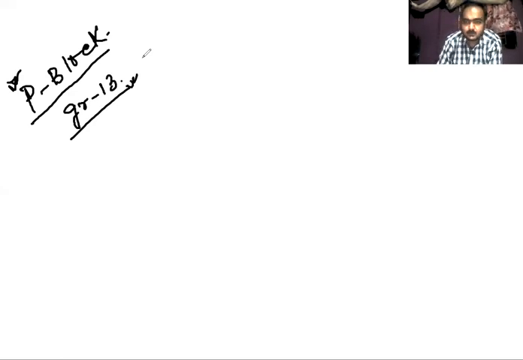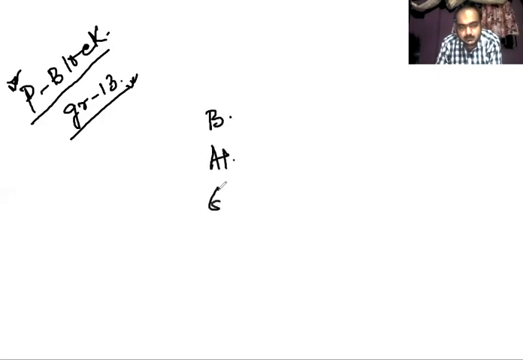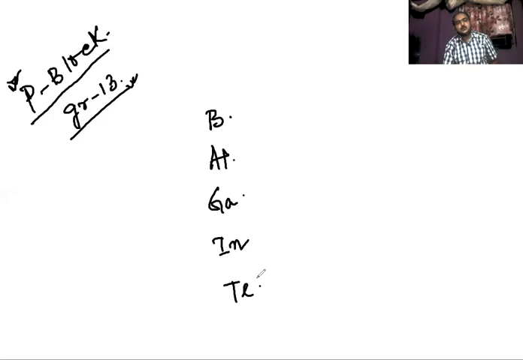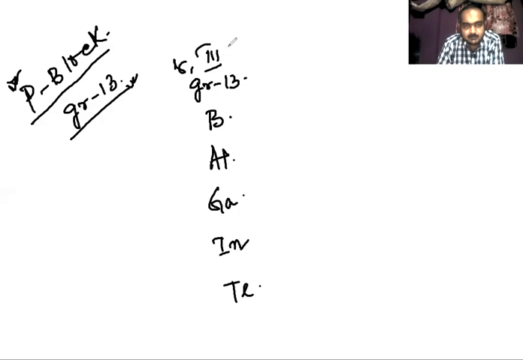So we are starting P block group number 13. In group number 13, there are boron, aluminium, gallium, indium, thallium. So these are the elements which are present in group number 13, or you can say 3A.